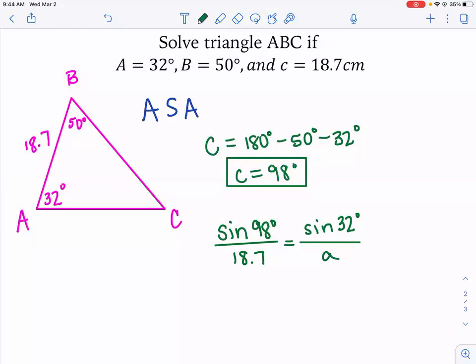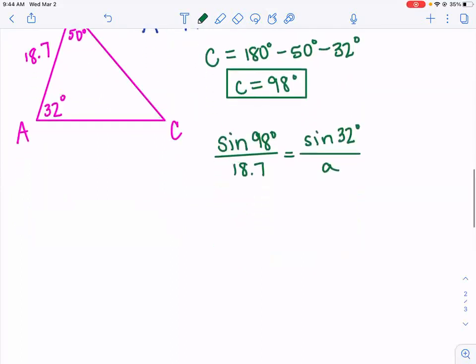Okay, now here's the deal. Don't start typing things into your calculator quite yet. Can you guys look at me and listen to what I'm saying? Okay, you have a really nice calculator. And in no way do I want you to round and write something down and then keep doing math. This is what I want you to do so that you can get the most accurate answer possible. How do we solve a proportion? We need to cross multiply. So we have A times the sine of 98 degrees equals 18.7 times the sine of 32 degrees.